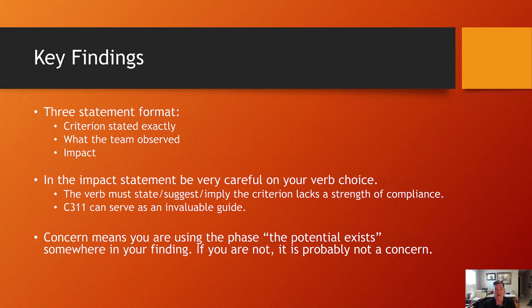So some key findings on this. First of all, use the 3-statement format. State the criteria exactly, state what the team observed, state the impact. When you're doing that, make sure that you have verb consistency with the verbs that suggest that the criteria is satisfied, but potential exists, or some variant of the potential exists. And again, C311 can be an invaluable guide, which I'm sure you downloaded based on this great video.